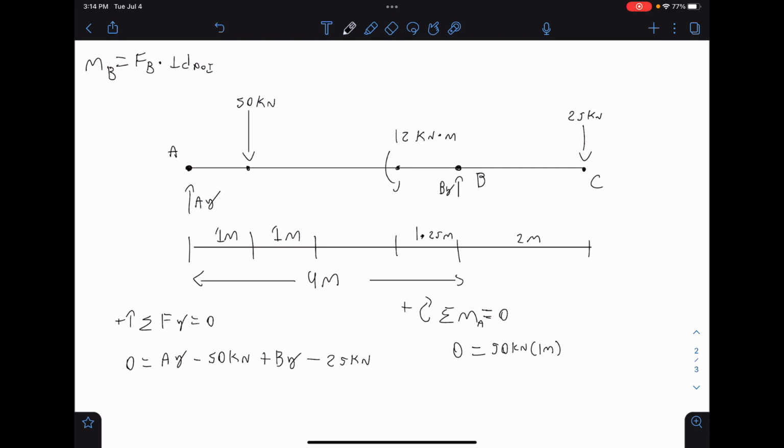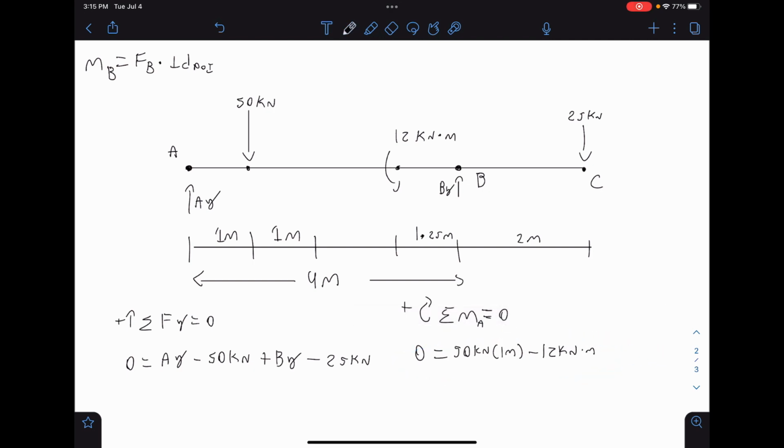Next, we move on to our moment here that we're given. Since it's a moment already, we don't have to multiply it by the distance. As you can see, we already have it multiplied by meters because it's a moment. So we just add it on, but actually it's going in the counterclockwise direction. So we subtract 12 kilonewton meters here. And then our last force, or sorry, we have two more.